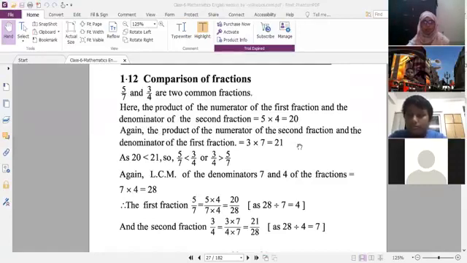So, you can easily see that 5 by 7 is less than 3 by 4.